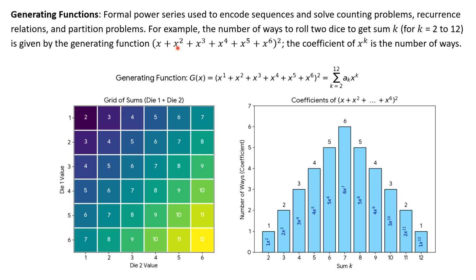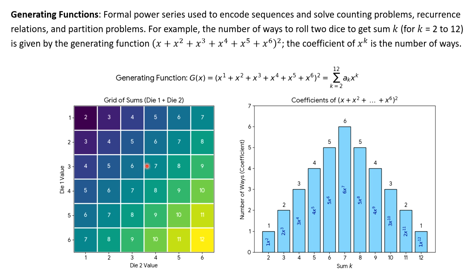So we have x plus x squared all the way up to x to the 6, and then this whole thing is squared. And the coefficients actually give us the number of ways of rolling the different possible values of 2 dice. For example, we have only one term that's x squared, and there's only one way of getting 2. That's when you roll 2 ones. Another example would be 7. There's 6 ways of doing that, and in fact, the coefficient for x to the 7th is 6 if you multiply this out.